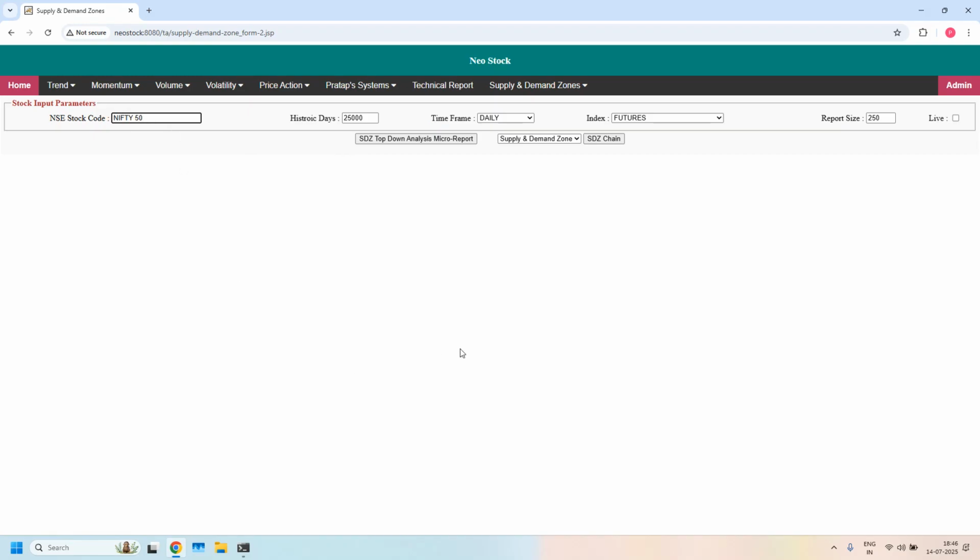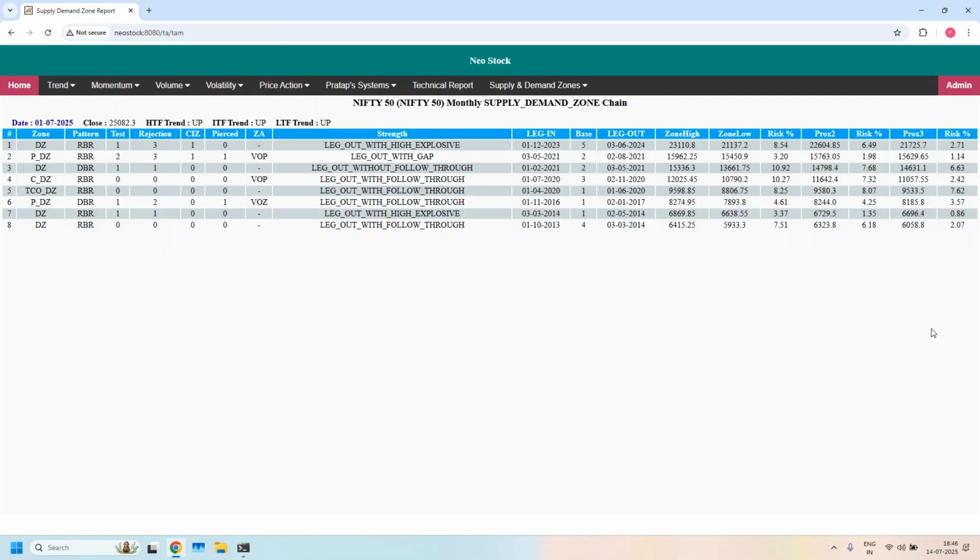Starting with NIFTY, monthly time frame, generating monthly supply demand zone chain for NIFTY. So this is the monthly supply demand zone chain report.